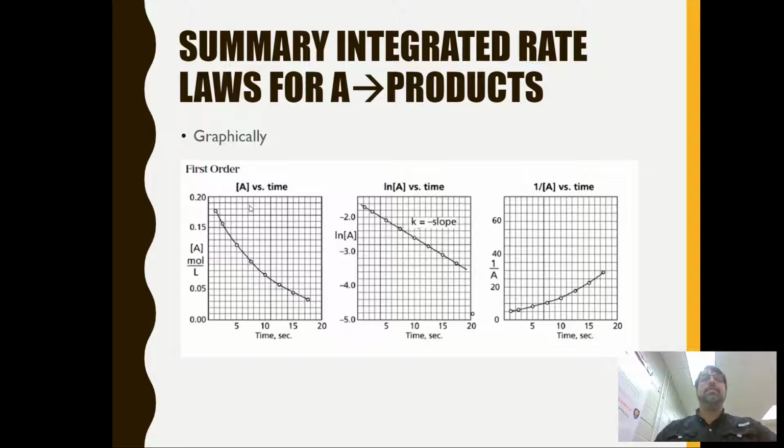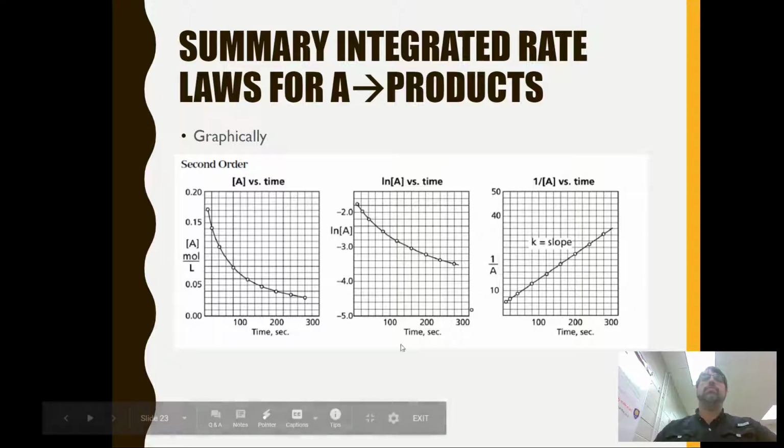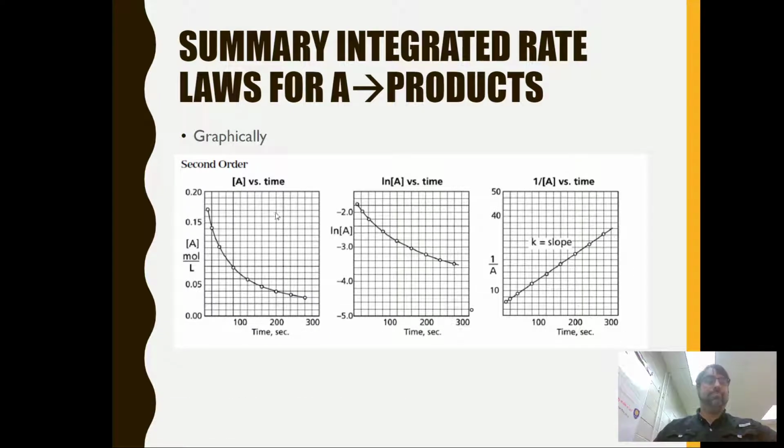So this is a first order reaction, which means that this one over here is going to be our second order reaction. Okay, and the second order reaction is going to be 1 over the concentration, and what will happen is that it'll give us a slope going upwards here, okay? So graphically, all three of these reactions look the same.